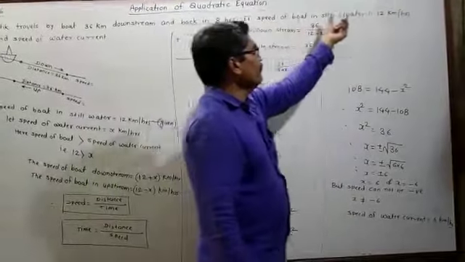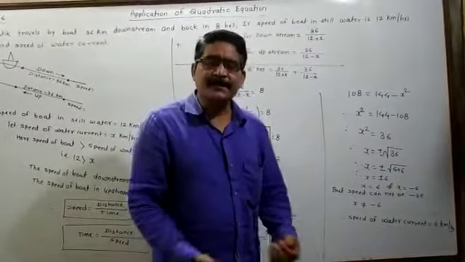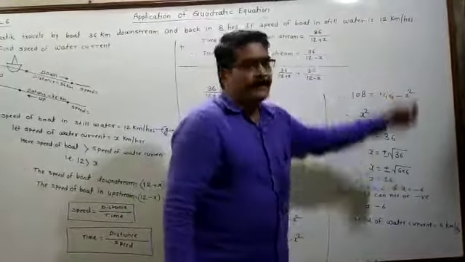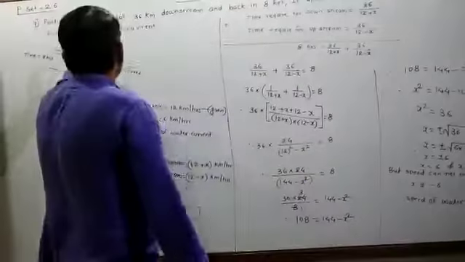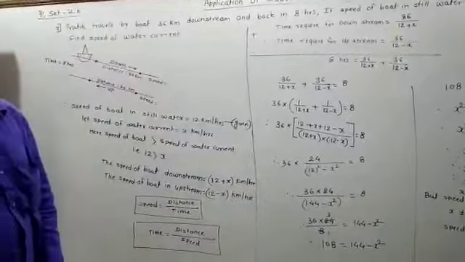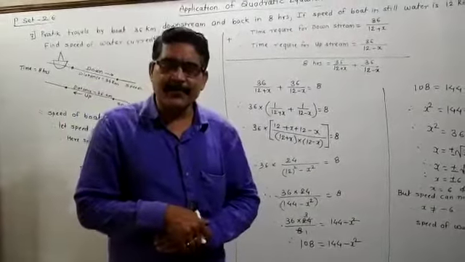If the speed of the boat in still water is given as 12 km per hour, then you have to find out the speed of the water current.